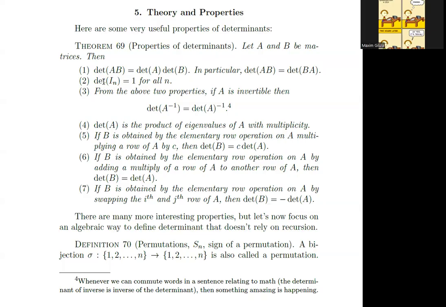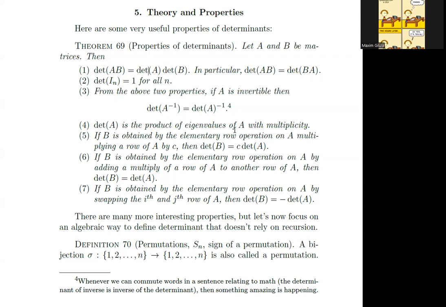The determinant of identity matrix is always 1. And from the above two properties, if A is invertible, you could show determinant of A inverse is the inverse of the determinant of A. And in general, in mathematics, if you can commute words like determinant of inverse is inverse of determinant, then something magical is happening. So in this case, this is really magical. Even this, determinant of product is product of determinants. You can invert it. Or determinant of identity is identity.